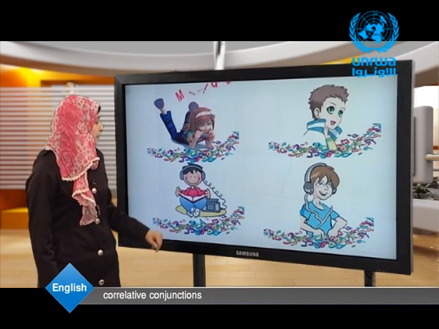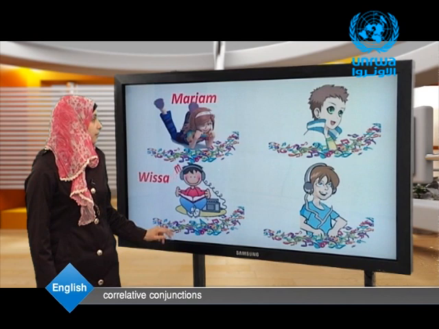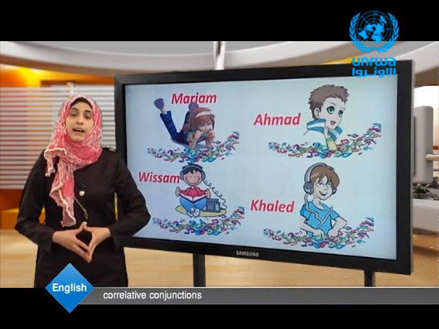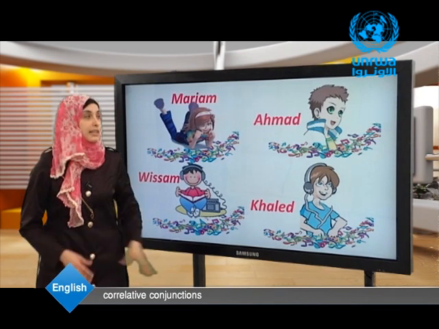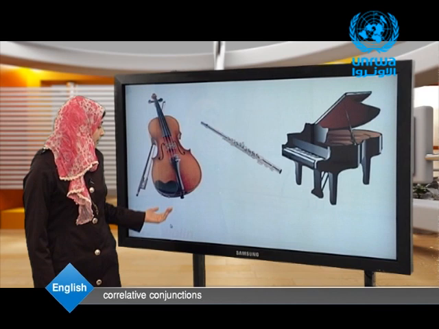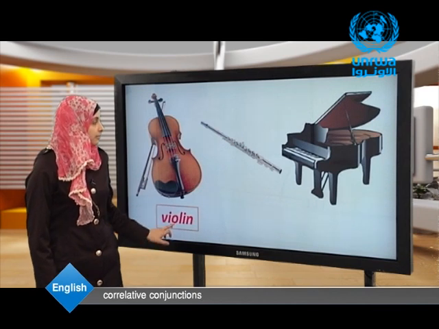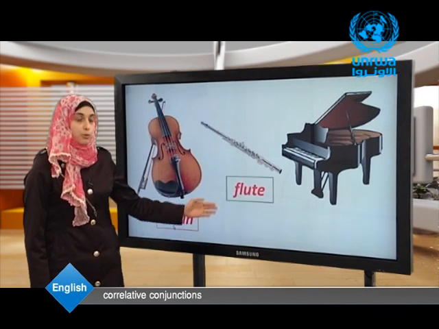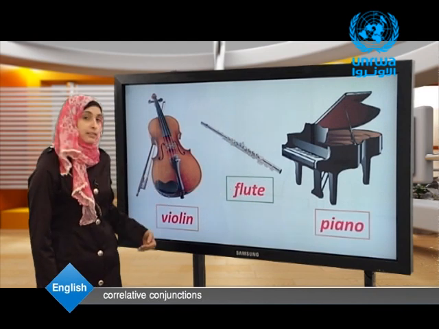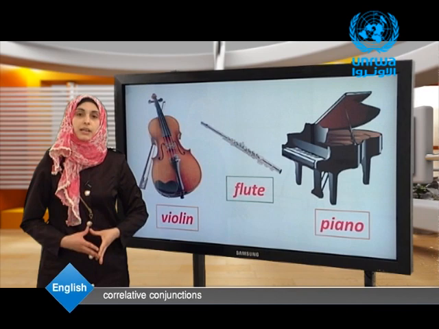We have Maryam, Wissam, Ahmed, and Khalid. Now let's see what musical instruments they can play. Look here, we have violin, flute, and the piano.